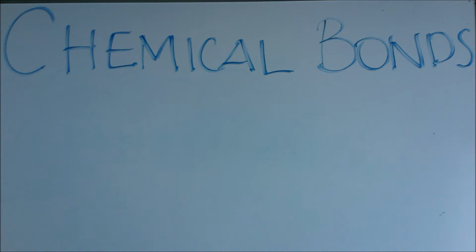Chemical bonds are electrical attractions that hold atoms or ions together. Chemical bonds are the glue that connects compounds or elements.